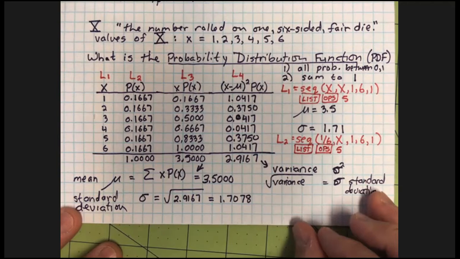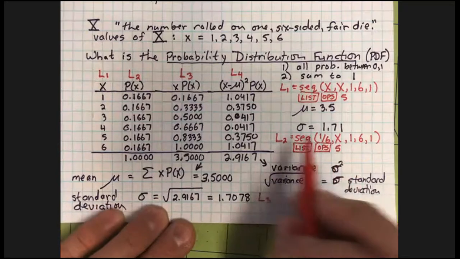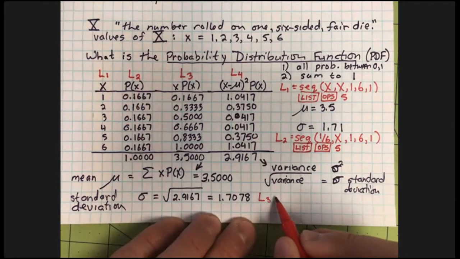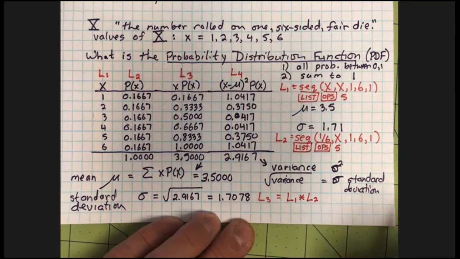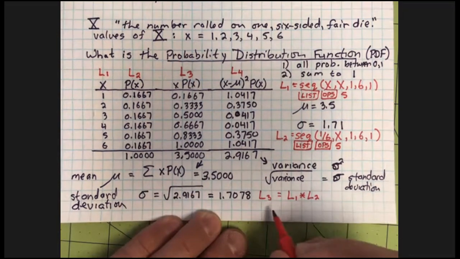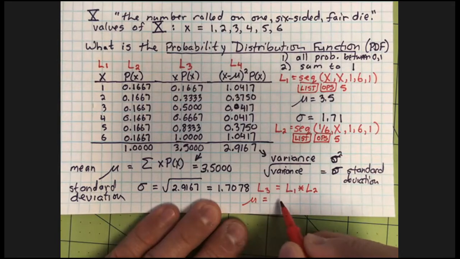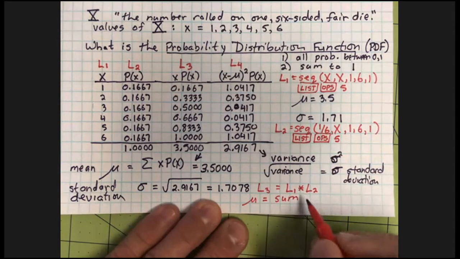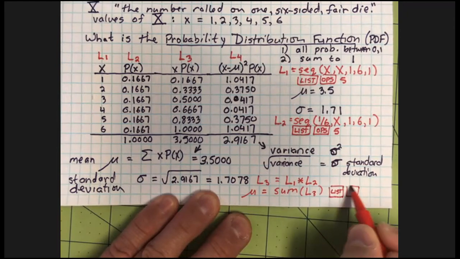How did I do list three? I'm running out of space, but I'll scrunch it in. I did list three by multiplying list one and list two. I literally took list one times list two on the calculator. And then I could sum list three to find my mu. So summing to find the mu, I did that by sum list three. And the sum command is under list math.